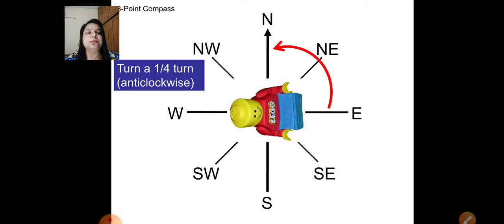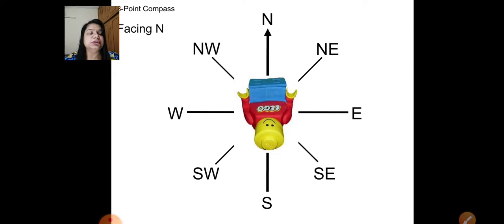Now if the Legoman is facing east, and it has to take 1/4 of a turn anti-clockwise, 1/4 turn means it will move 90 degree angle in the anti-clockwise direction. Okay, so it will be facing towards north. So this is just a practice for the directions. After this practice, you will be able to do all the sums.